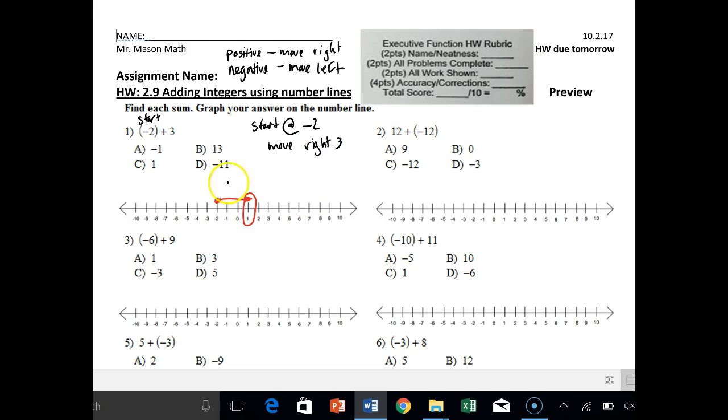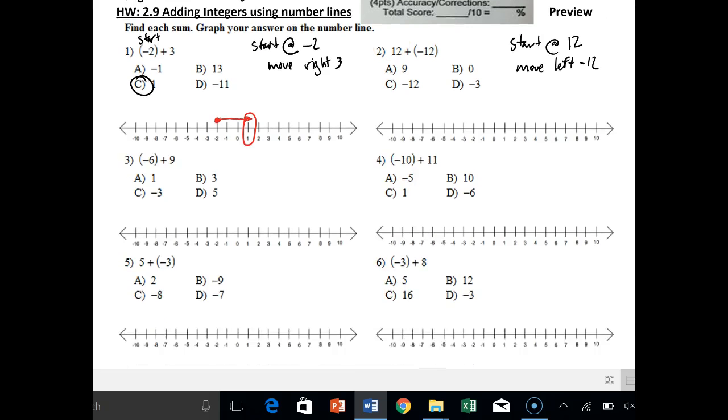So this should be written on your paper. This graph should be written on your paper. Your answer is obviously 1, circle 1. And like when you do number 2, you should say start at 12, move left negative 12, right? You should like have this work on every problem.